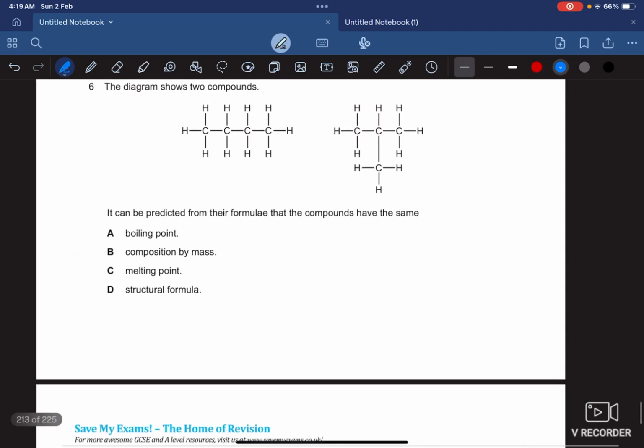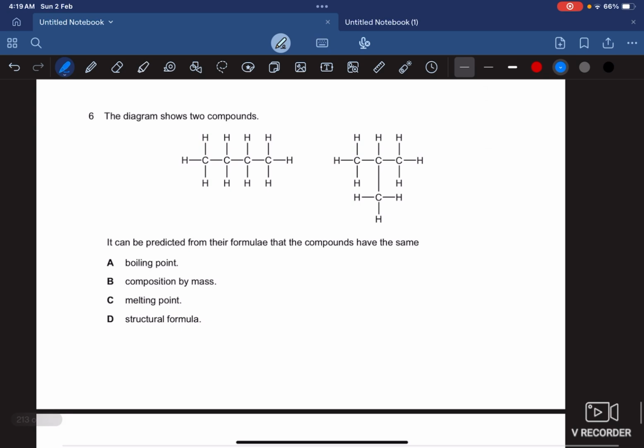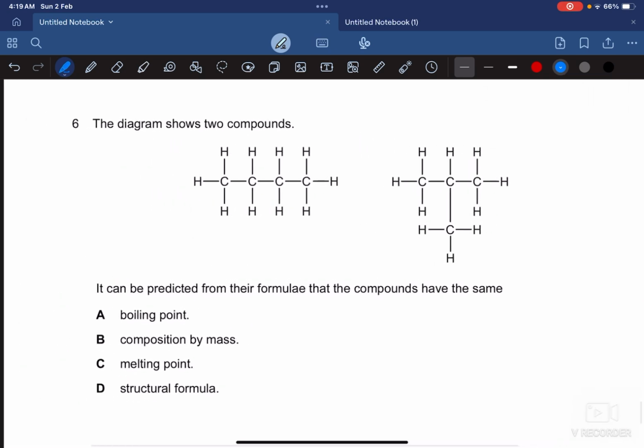We're going to start with MCQ number 6, which says the diagram shows two compounds, okay? It can be predicted from their formulae that the compounds have the same, and we're given three options. So let's figure out what is common in these two compounds. The first step is to count the number of carbon atoms in both of the compounds. So okay?